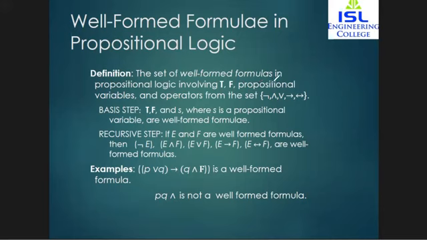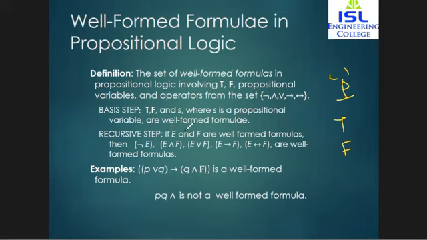The set of well-formed formulas in propositional logic involves true, false, propositional variables, and operators from the set negation, and, or, implication, and bi-implication. What is the basis step? T, F, and S, where S is a propositional variable. So S over here is basically our P that we have studied; these are well-formed formulas. So the basis step is either we can take simply true, or simply false, or even our propositional variable P, or in this case S.